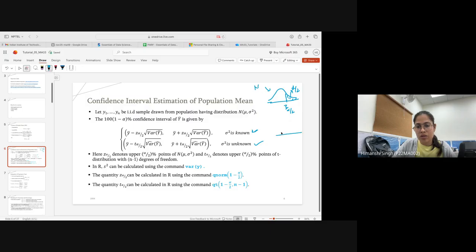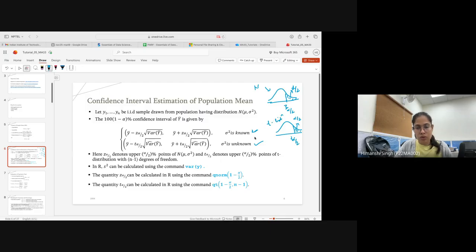If I consider the student t distribution, because it also has similar characteristics to the normal, then t alpha by 2 is the point where the area on the right hand side is again alpha by 2. So how to calculate? These quantities can be calculated by using the standard normal table or the student t distribution table.